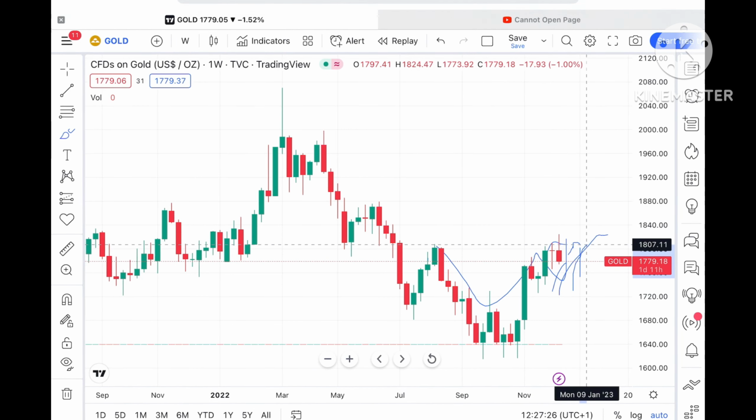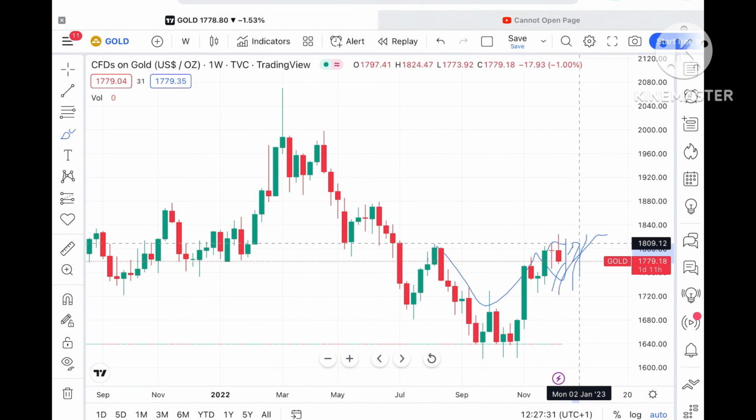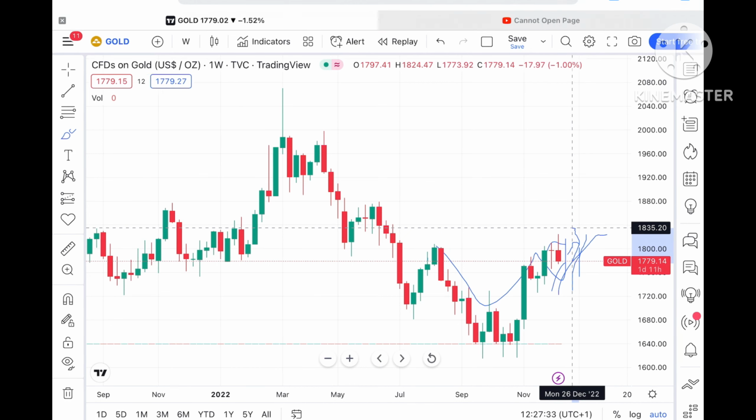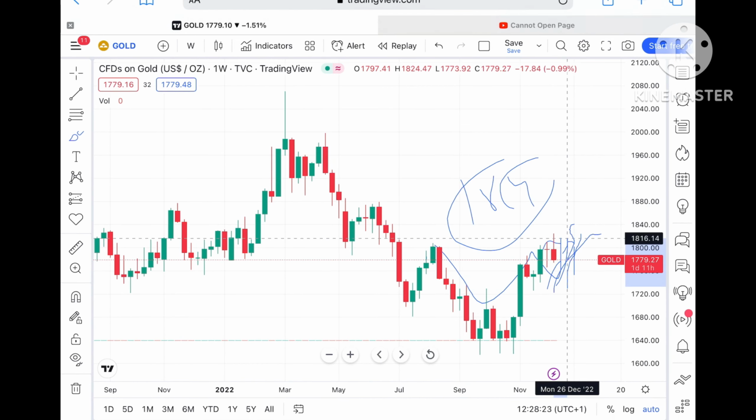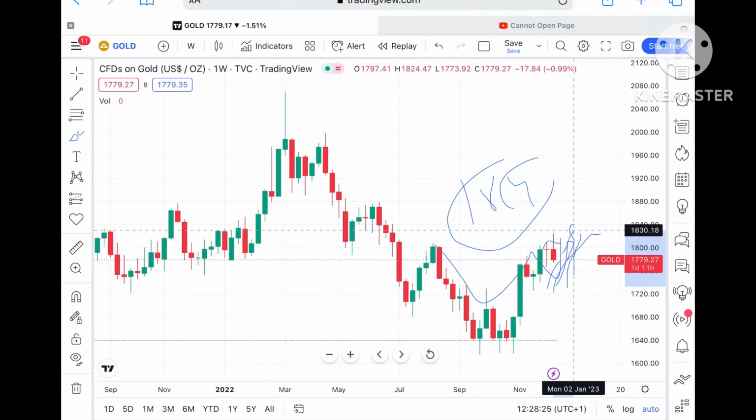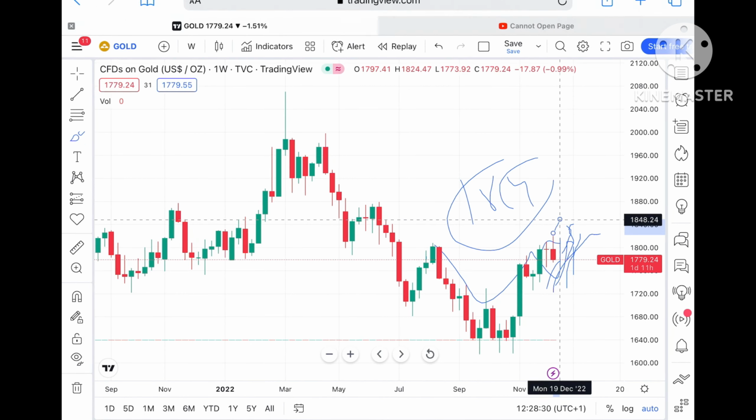A probability of touching 1824 or 1822 is there, and then we can see it can go further upside, and a probability of going towards a level of around... So once the price moves above 1827, then the probability of touching 1841 is there, and from there we can see it can go towards a level of around 1848.24.